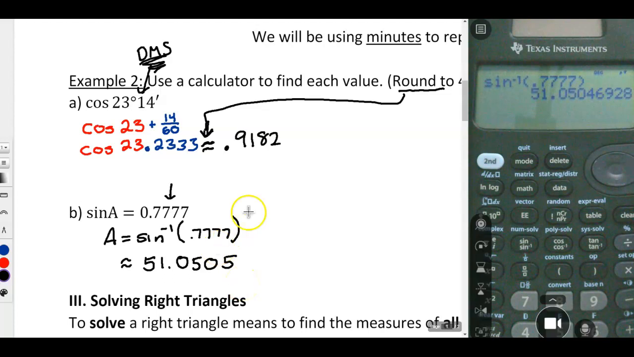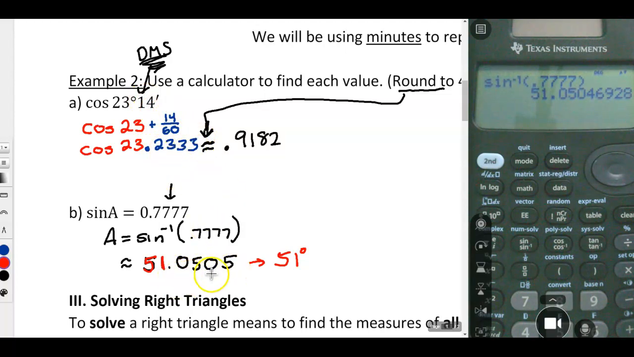Okay. So now we have to do this process in reverse. I already know that the 51 is going to be 51 degrees. The question is, how do we get the minutes? How do we go backwards? Well, to go from minutes to the decimal, we did 14 divided by 60, so reverse it.